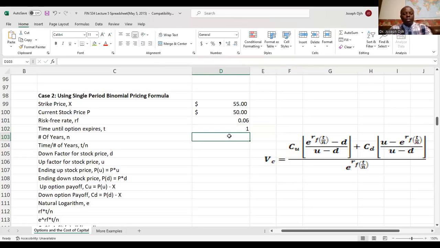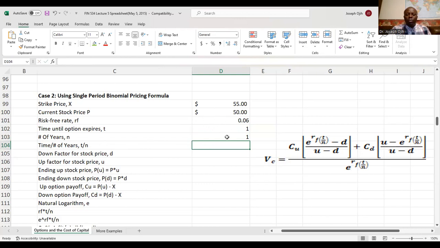Number of years is 1. Now, if it says 3 months, for example, you know that there are 12 months in a year. In that case, we're gonna put 3 here and then 12 under here. But it didn't, it just says 1 year, so we're gonna put 1. Okay. So that's the time over number of years, T over N.